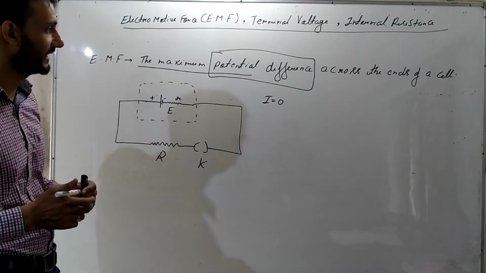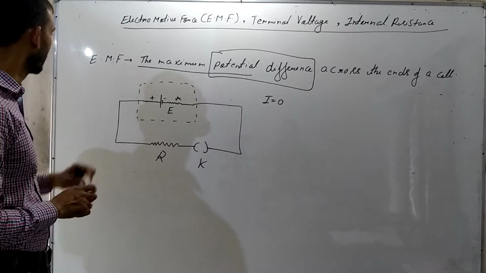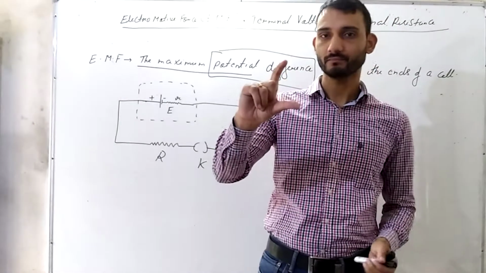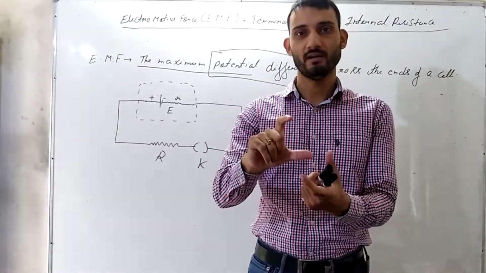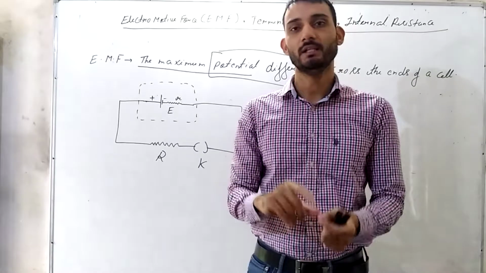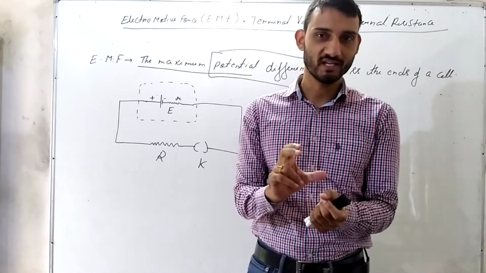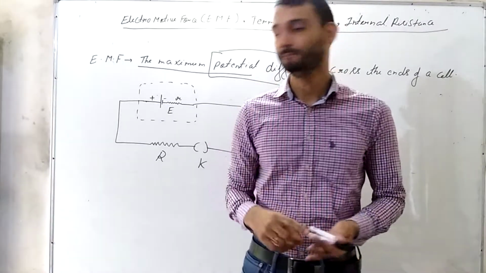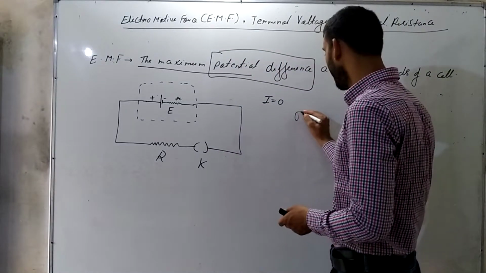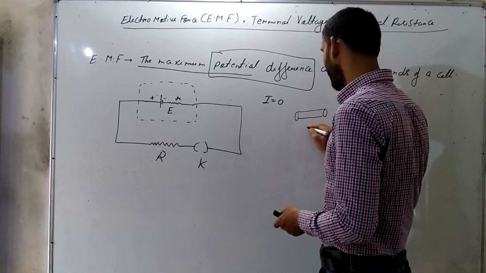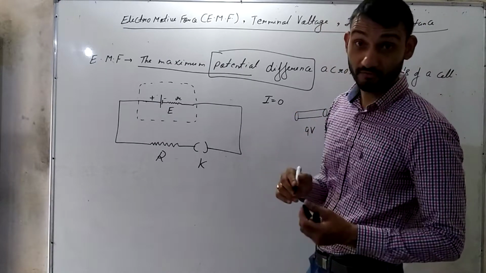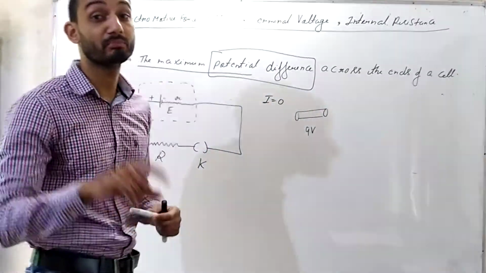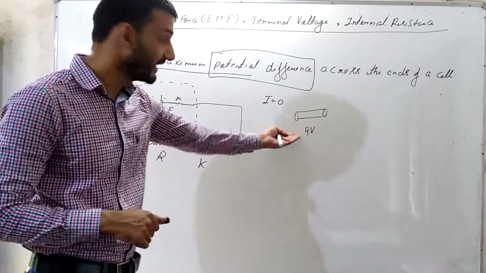Now let me give you an example where you can understand very easily what EMF is. You went to a shop and you bought a new cell. You have not used it at all. Inside the cell you have electrode and electrolyte. Let us assume that this cell is of 9 volt. It is written on the cell, but you have not used it right now. So if I ask you what is the maximum potential of this cell, it will be 9 volt.